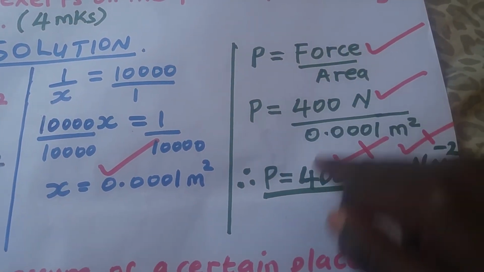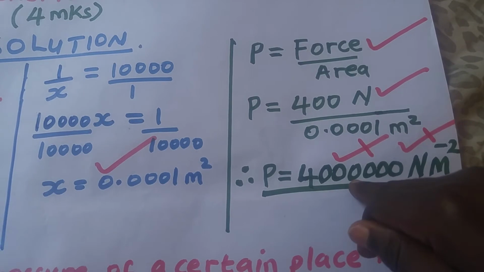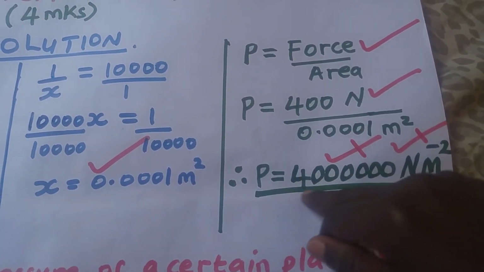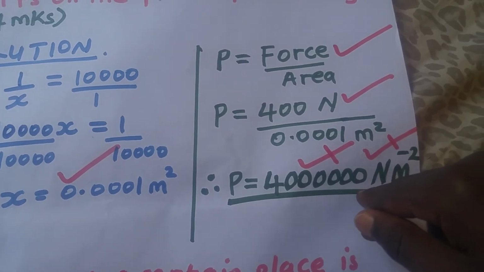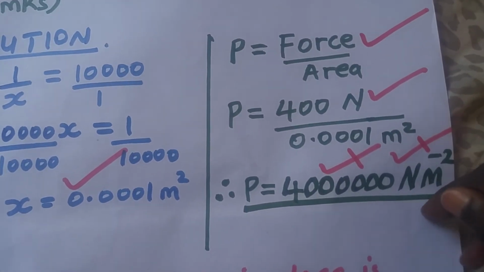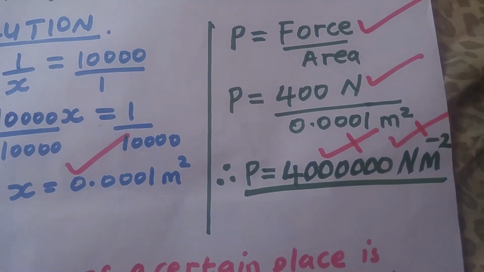And when you divide, your answer becomes, which figure is this? It is 4 million. What is the unit for pressure? It is either pascals or newtons per meter squared.